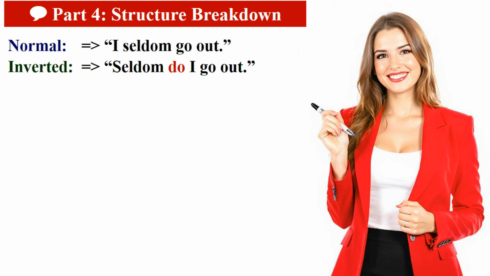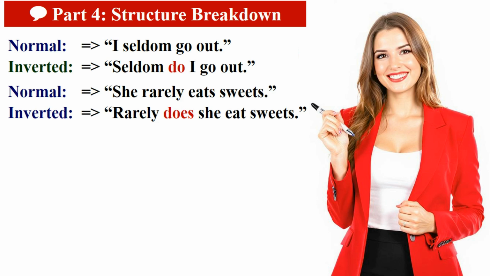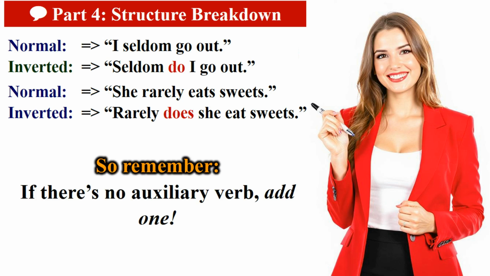For example, normal: I seldom go out. Inverted: seldom do I go out. Normal: she rarely eats sweets. Inverted: rarely does she eat sweets. So remember, if there's no auxiliary verb, add one.